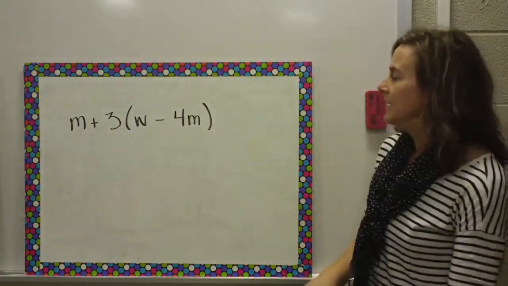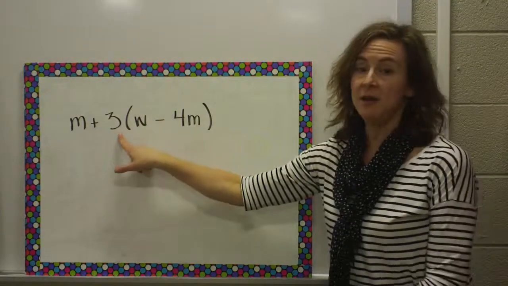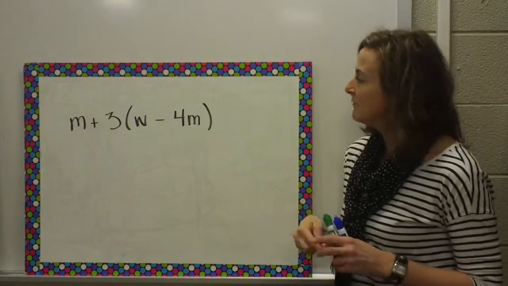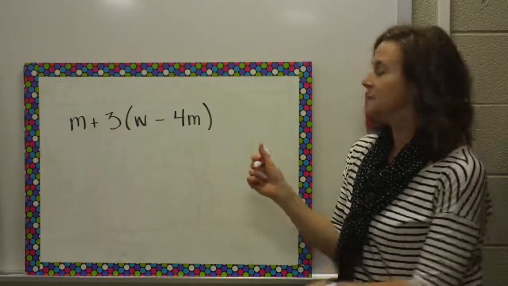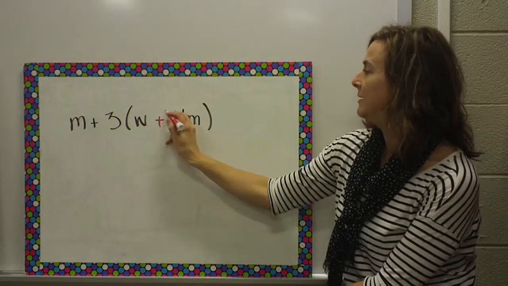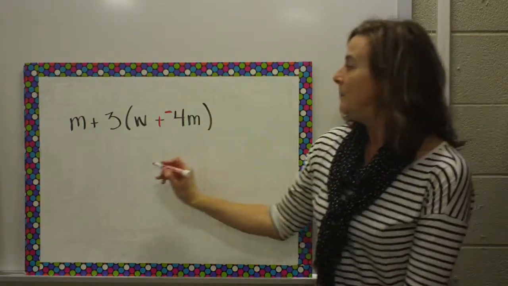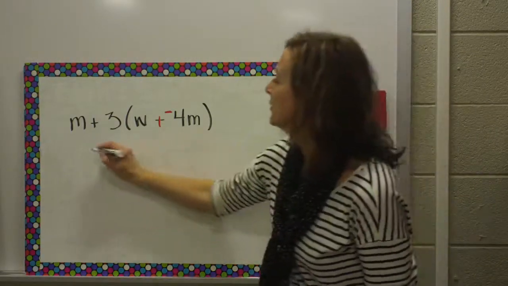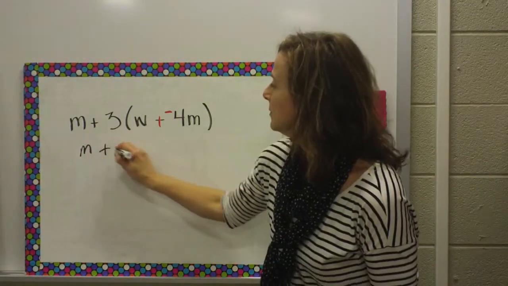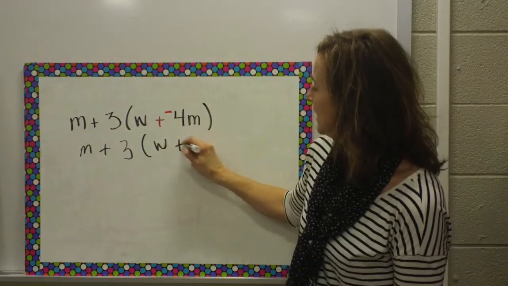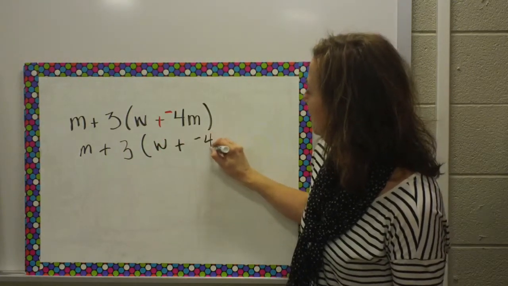Our first problem is m plus 3, parentheses, w minus 4m. So my first step is to rewrite using the KFC. I have a subtraction here and I don't want that, so I'm going to add the opposite. But remember that the rule is to rewrite it. So we're going to rewrite it with m plus 3, parentheses, w, and a negative 4m.